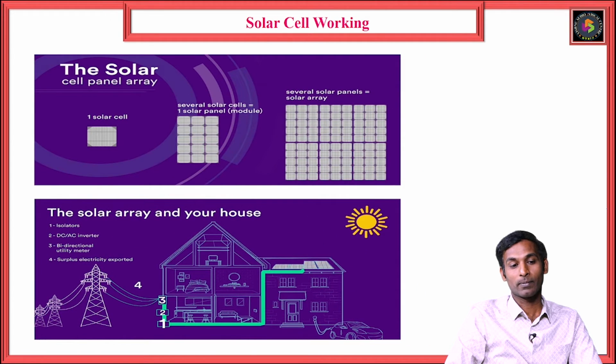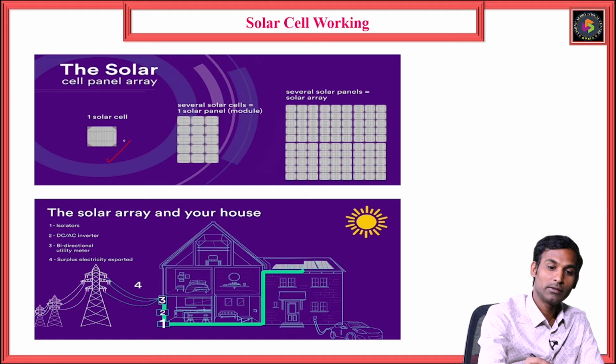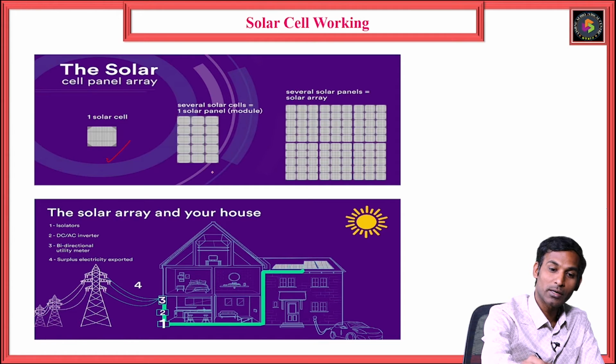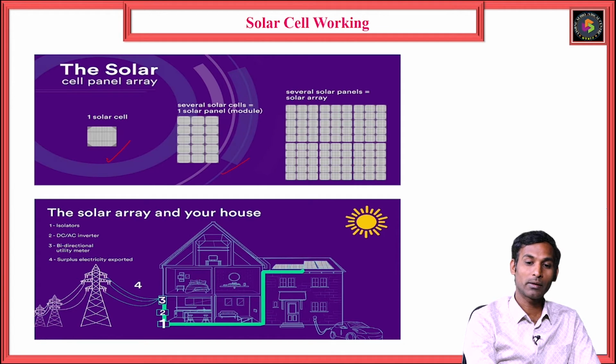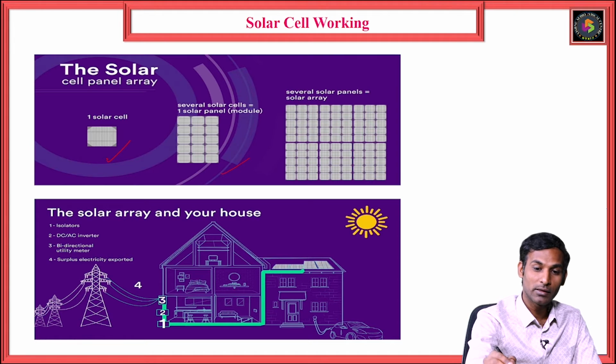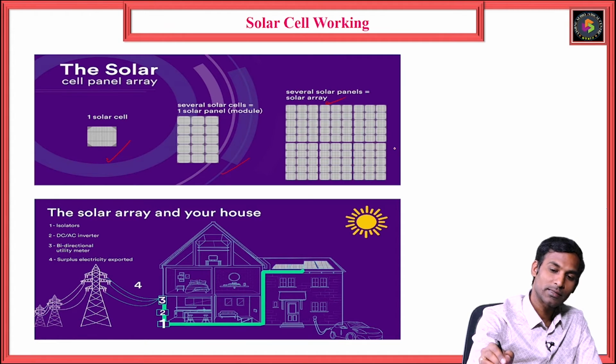One more diagram. This shows different types of solar cell modules. This is said to be a solar cell panel array. I am taking one solar cell. When several solar cells are connected together, it is said to be a solar panel, that is, a module. One more diagram: several solar panels together form the solar cell array. This is the complete solar cell array.